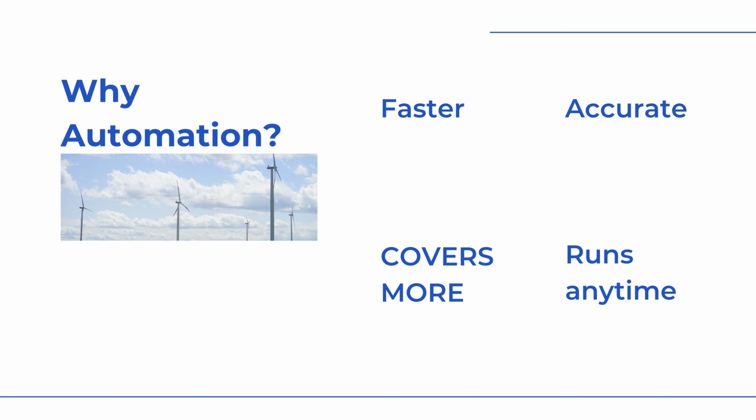Why automation? Why do we even bother with automation? Easy. It's faster, like Usain Bolt's fast. It's more accurate, so no Monday morning mistakes. It covers more tests because it doesn't get bored and it can run anytime. Night runs, weekend runs, 3 AM drama runs. Automation never complains. Okay?